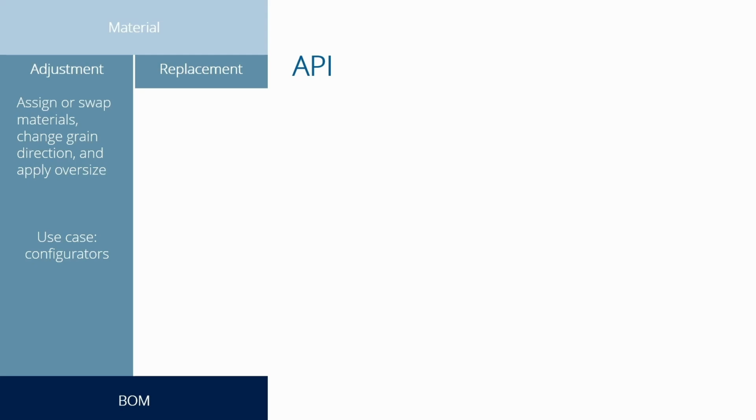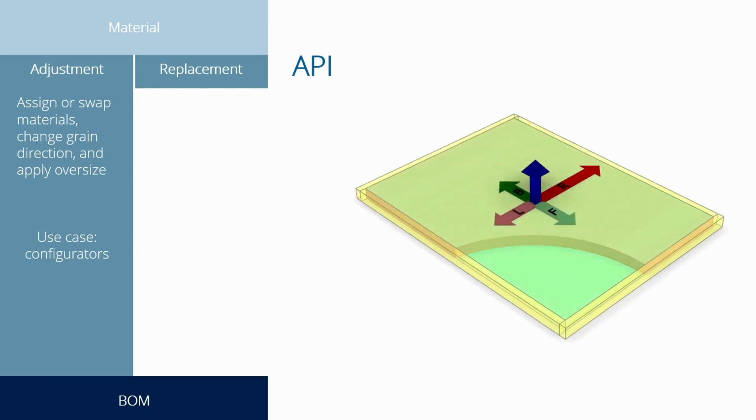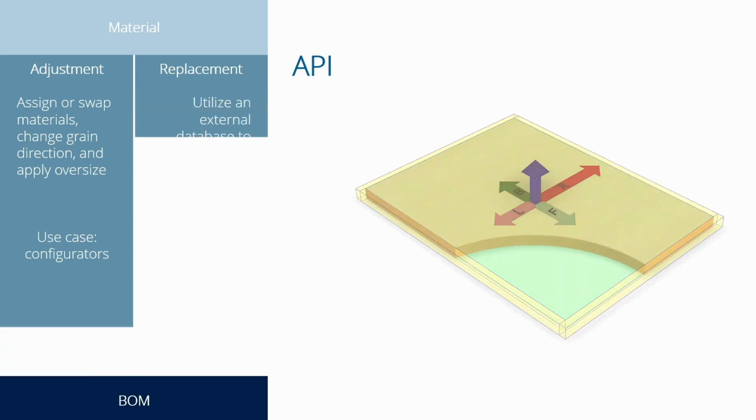To further extend capabilities, Woodwork offers a material API that allows you to adjust or swap materials, change the grain direction, and apply the oversize. The typical use of this functionality is a configurator. So if you use, say, repetitive components, you can use the API in order to automate those tasks.